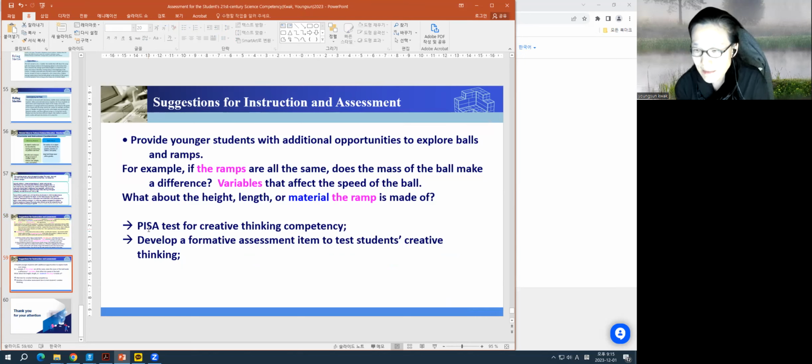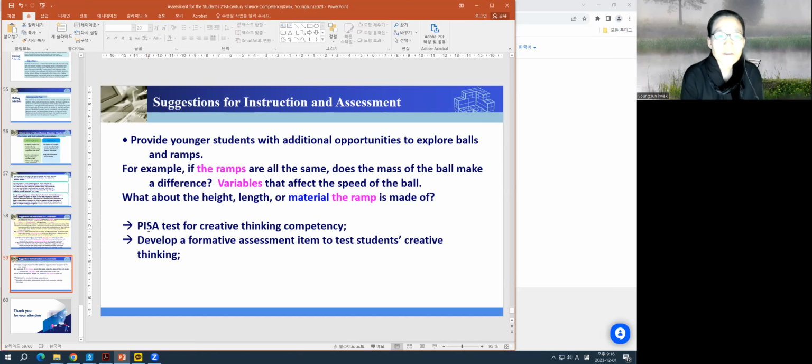So what we talked about is this competency-based assessment, which is also known as science inquiry skills in the science competency-based curriculum. Provide the younger students with additional opportunities to explore balls and ramps. There's a saying in science education: hands-on activity. You can learn more through hands-on activity rather than just seeing or listening to what teachers are saying.